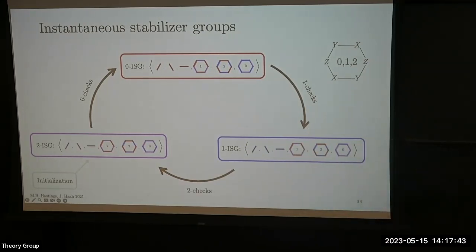Okay, that was a lot of information for one slide. Are there any questions about what I just said there? Yeah. You said that you can use the data of what the stabilizers are at a given time to implicitly define a Hamiltonian. You could do this. This isn't how people discuss this problem, but you could define a Hamiltonian for each of these instantaneous stabilizer groups.